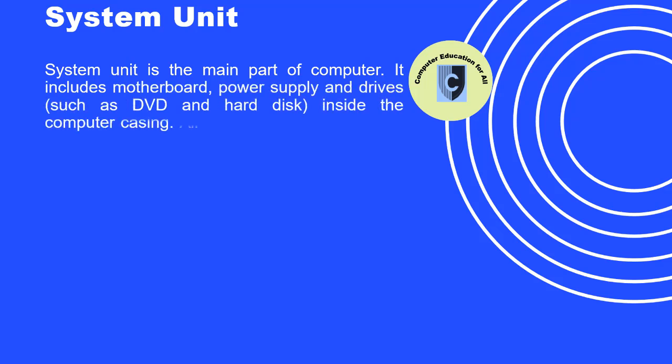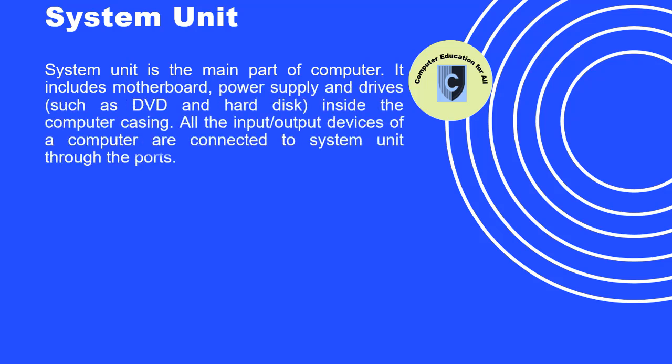System unit. System unit is the main part of the computer. It includes motherboard, power supply, and drives such as DVD and hard disk inside the computer casing. All the input-output devices of a computer are connected to the system unit through the ports.